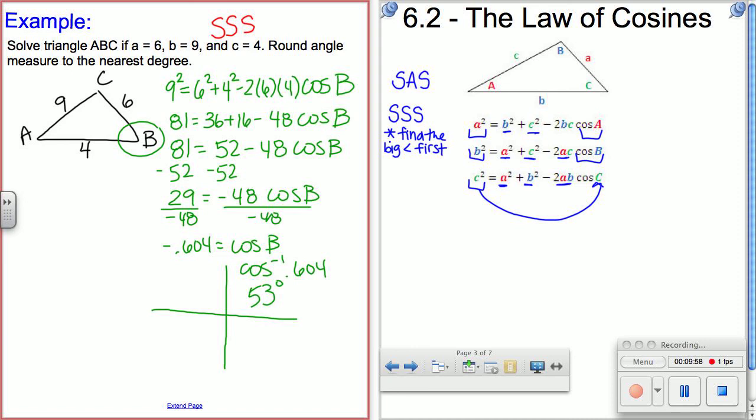But cosine is negative in quadrants 2 and 3. If I take 180 minus 53, I get 127 degrees. That's going to be the angle I want for angle B. If I add that to 180, I'm going to get the other solution. Now, we don't have to bother because right then I'm going to have more than 180 degrees, and I can't make a triangle with that angle. So we now know we only have to worry about one angle, 127 degrees.